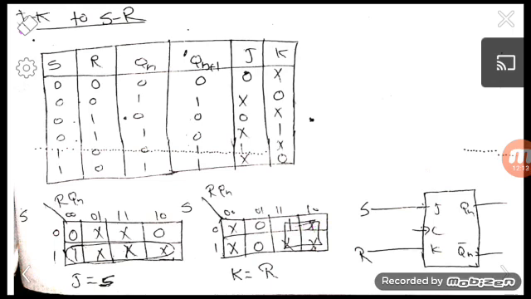So for converting this JK into SR, we can simply directly give the external input S to J and also the external input R to K. Okay, that's the conversion of a JK to SR flip-flop. So the conversion procedure is very simple. You have to learn well the excitation table and truth table of every flip-flop. Thank you.